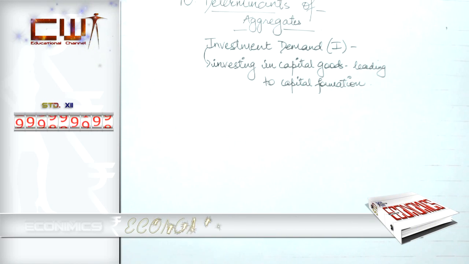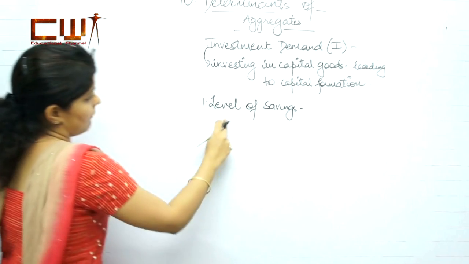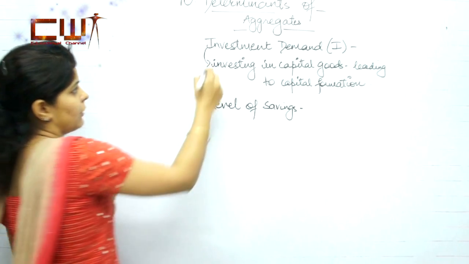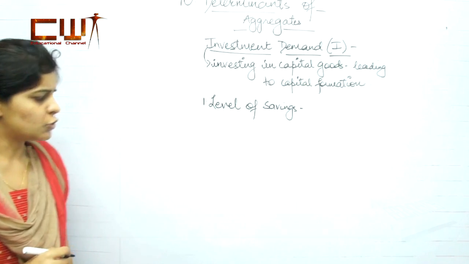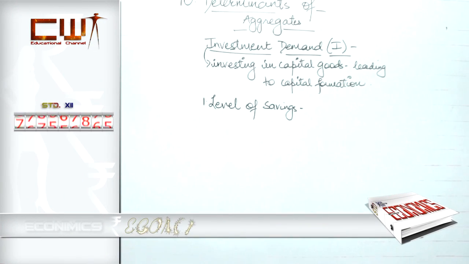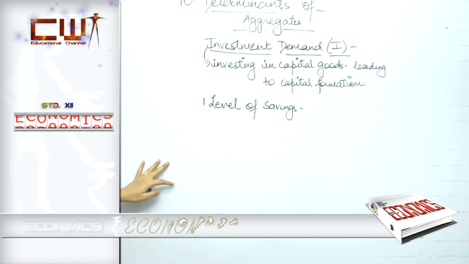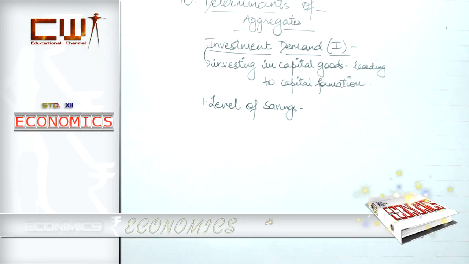Now we will study the determinants of investment demand. The first determinant is level of savings. Level of savings is the first determinant of the investment demand. Savings is the main source of investment. It is that part of income of the individuals which is not spent on consumption. The more the savings, the more the investment.